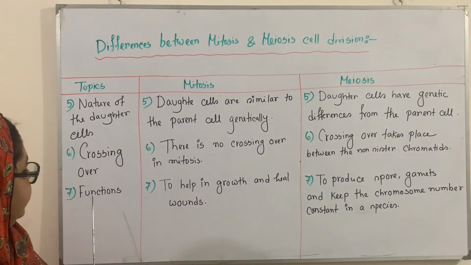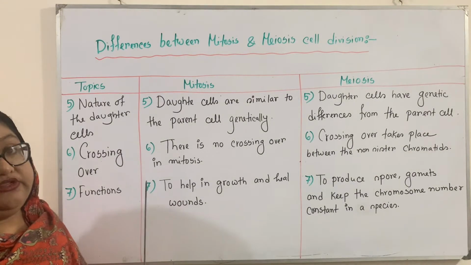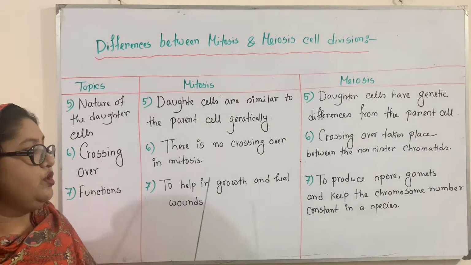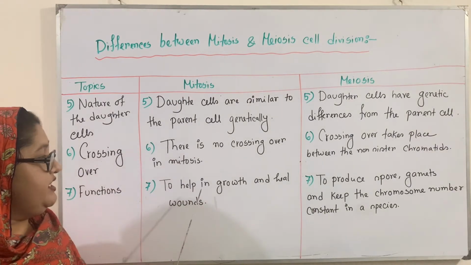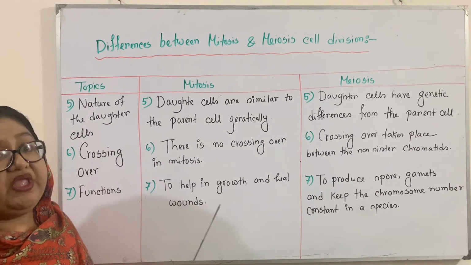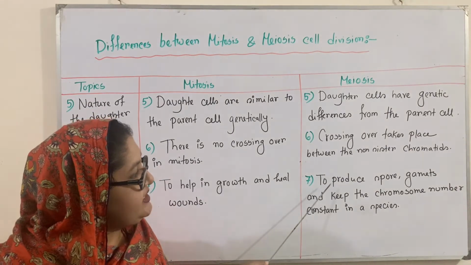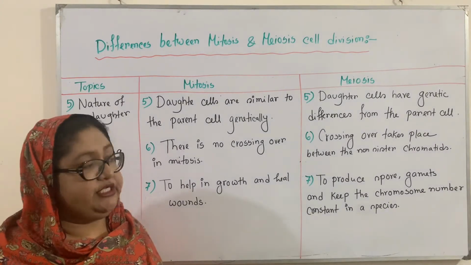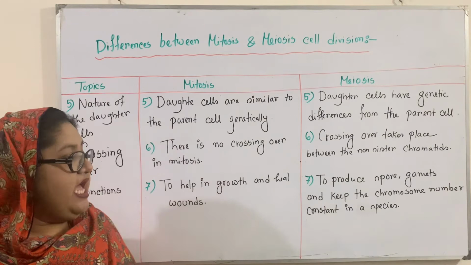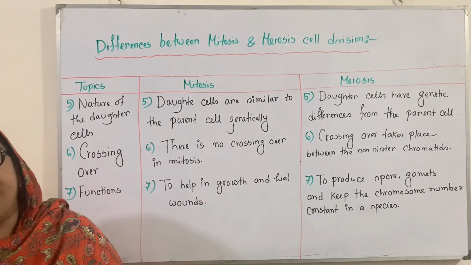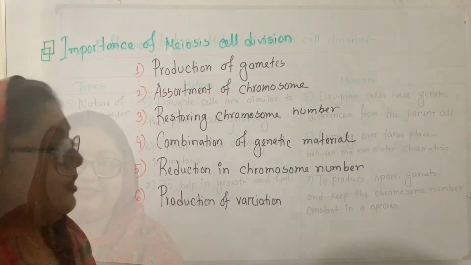Okay. Finally, the function. The function of mitosis cell division, it helps to grow the body of the organism. That means to help in growth and development of the body, to heal wounds. Okay. Next, the function of meiosis cell division. It helps to produce spores, gametes, and it also helps to maintain the chromosome number constant in a particular species.